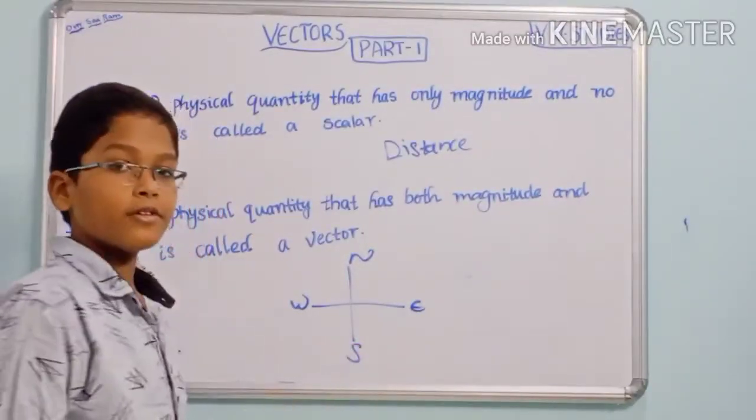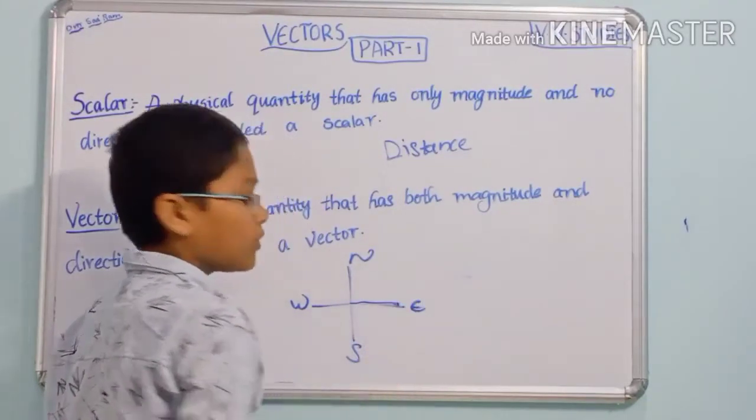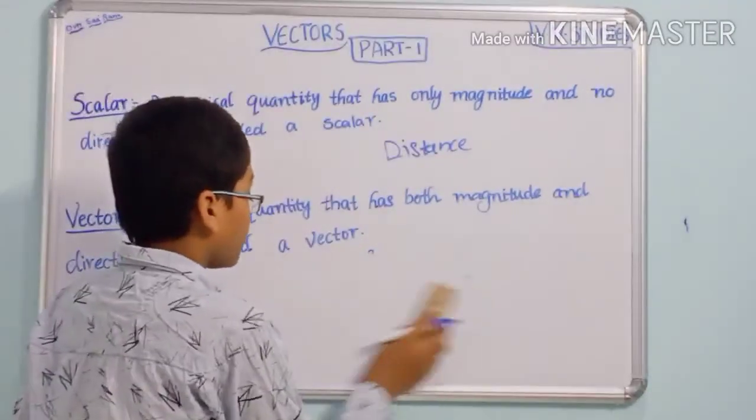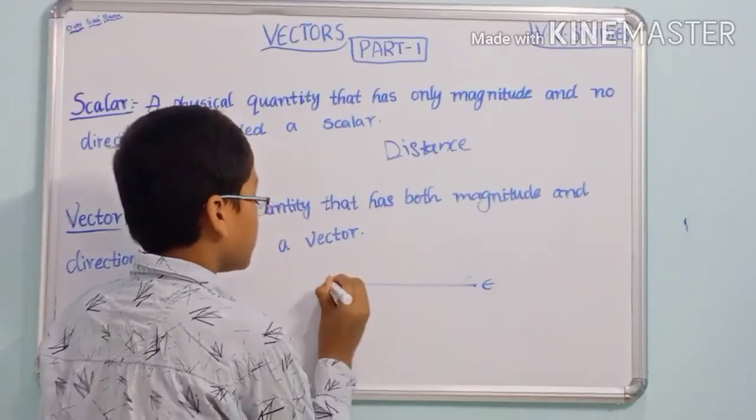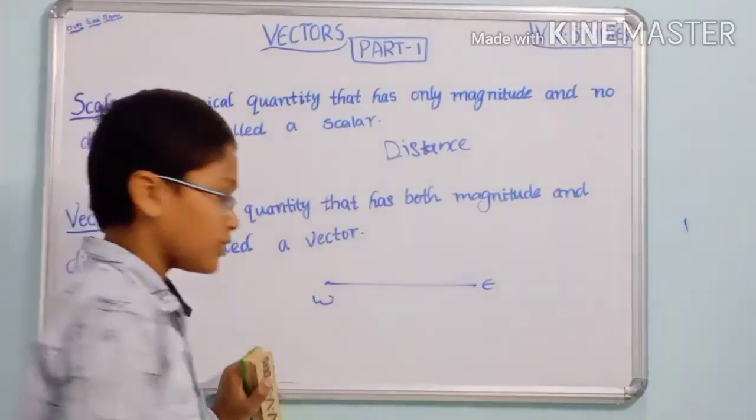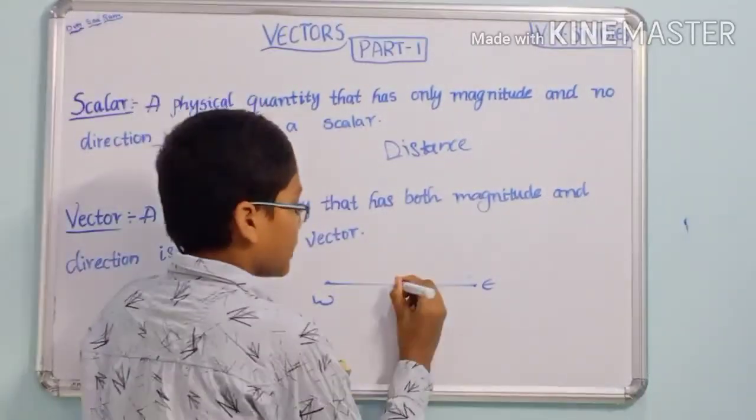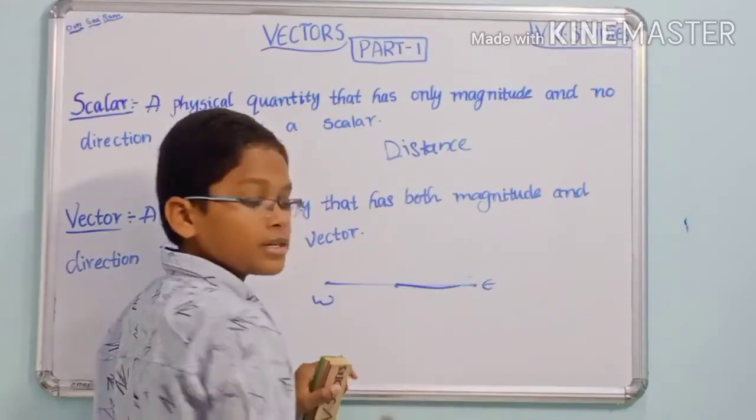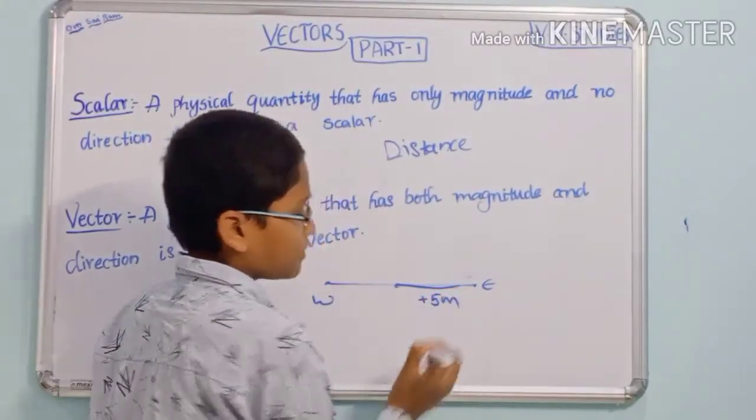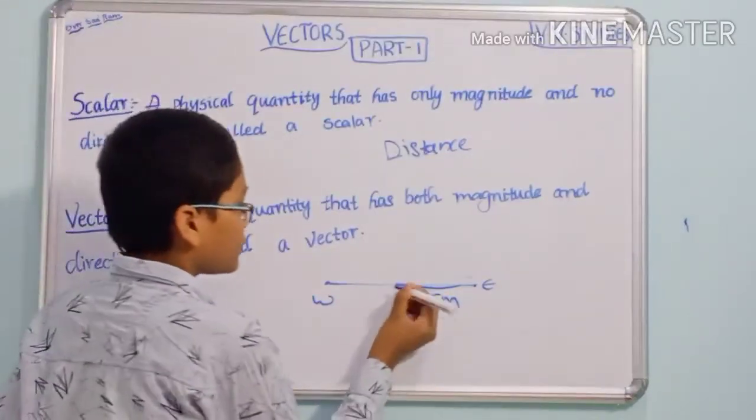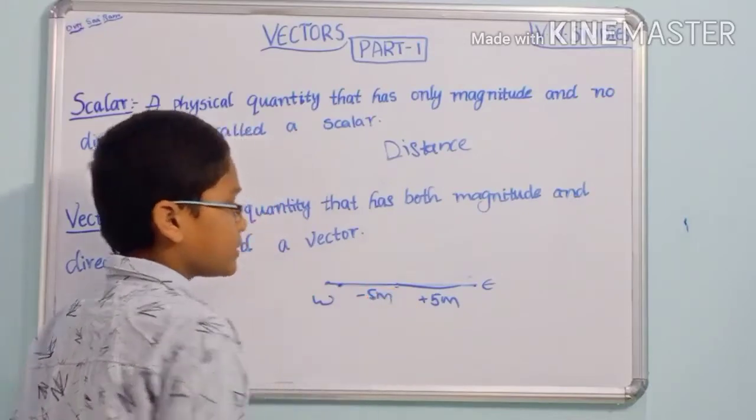South. Now you traveled 5 meters east. Now I am taking east and west first. This is east, this is west, this is horizontal. Now you are traveling 5 meters east, means plus 5 meters I am taking. If you travel 5 meters west, minus 5 meters I am taking.